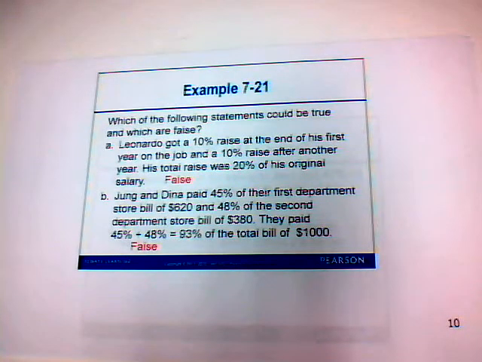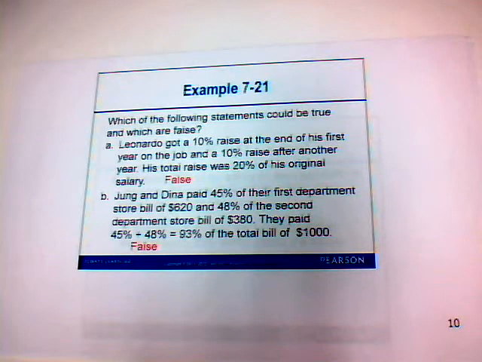Which of the following statements could be true and which are false? In Part A, Leonardo got a 10% raise at the end of his first year on the job and a 10% raise after another year. His total raise was 20% of the original salary. That statement would be false.